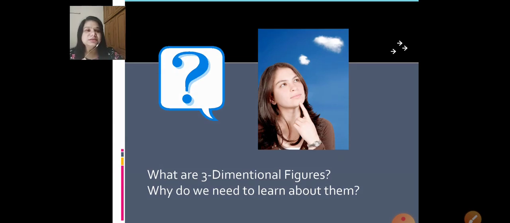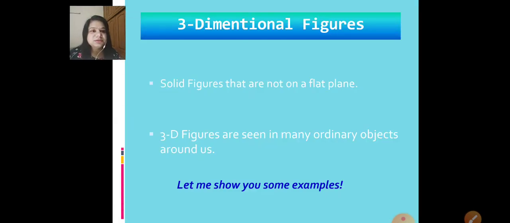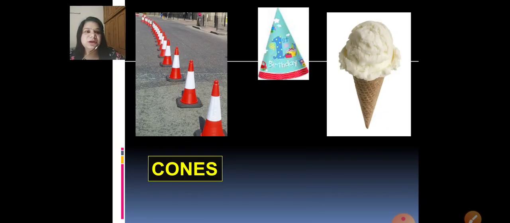So let's discuss. Solid figures that are not flat planes are not the same as your two-dimensional figures like the circle, square, rectangle we have learnt. So these are not those flat shapes. Those shapes which you use in your day-to-day life are the three-dimensional figures. Right now I am going to show you some examples of 3D figures, and then you will be able to understand. So let's see, what are these?